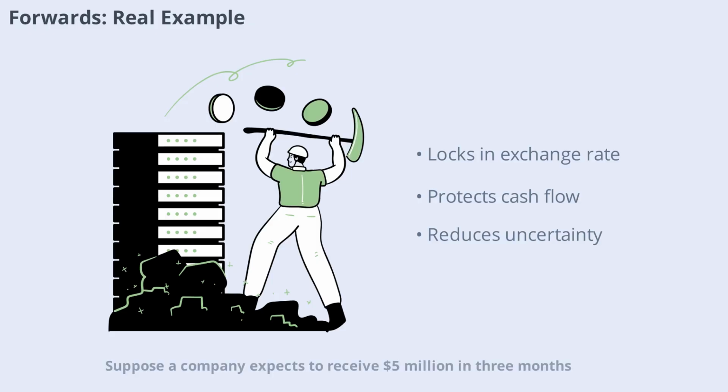Suppose a company expects to receive $5 million in 3 months. The current exchange rate is 1 USD = INR 75.1, but the company wants certainty. By entering a forward contract at 1 USD = INR 75.8, the company locks in its future inflow, ensuring it will receive Rs. 37.9 crores. This protects against rupee appreciation, providing peace of mind and stability in cash flows, even if the market rate changes.